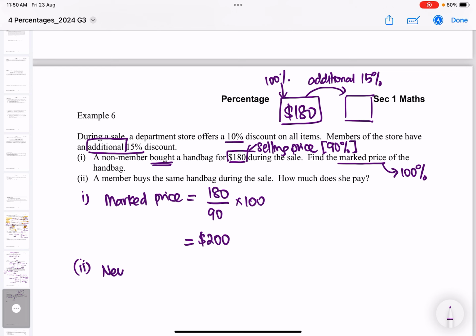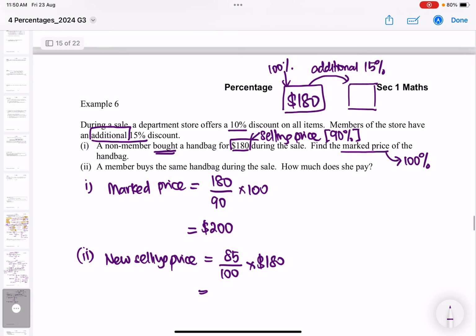So the new selling price for the member would be 85% of $180. So $180 was the discounted price. I'm going to give an additional 15% off from the $180. So that's why we need to take the 180 as the 100%. And then I'm finding 85% because I'm going to subtract 15% from the original. So this is going to give us $153.